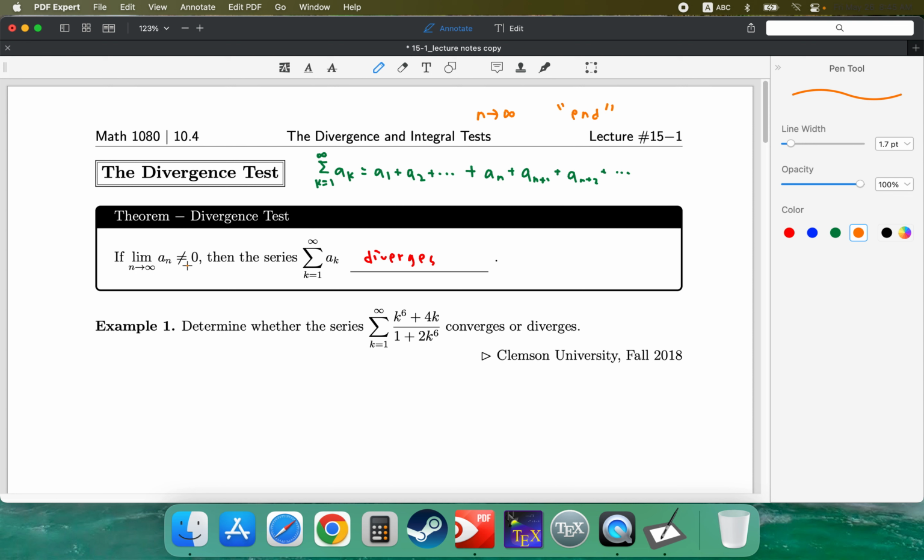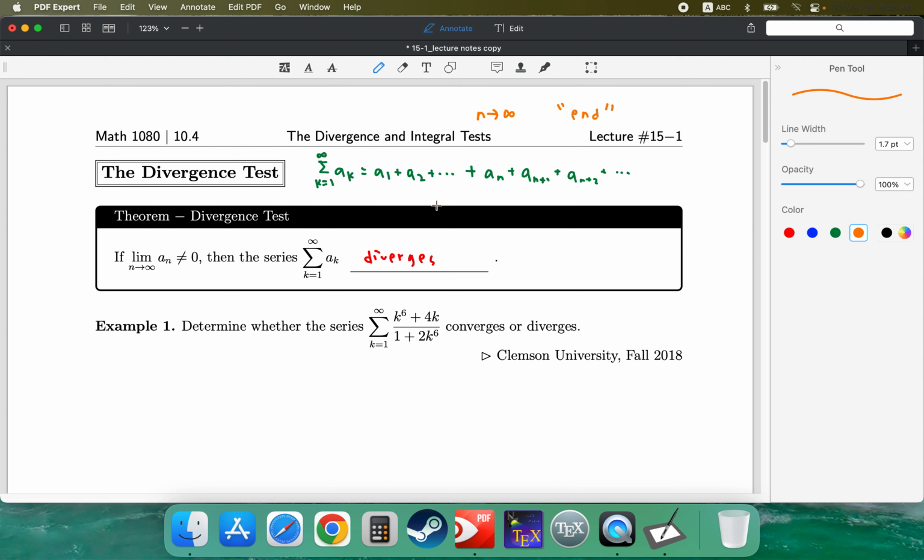Now, if these terms are not zero, let's say this is a very small number. Notice that when n goes to infinity, although we are checking a single term, basically we are checking all these terms together. Because when n goes to infinity, we are checking this term, but a sub n plus 1 also has its index going to infinity, so we're checking all these terms right here.